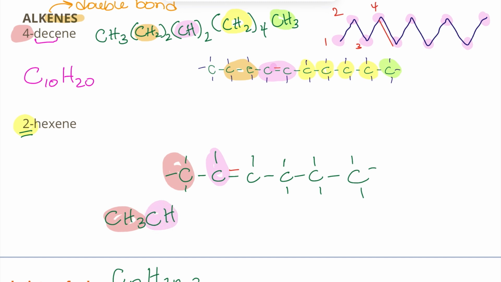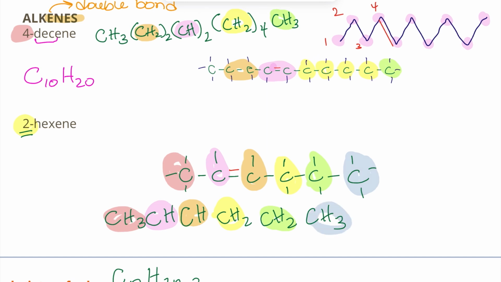Then we have another CH, that's this one. And then I have a CH2 and another CH2 and a CH3 with that. So there's that kind of fully written out condensed structure.